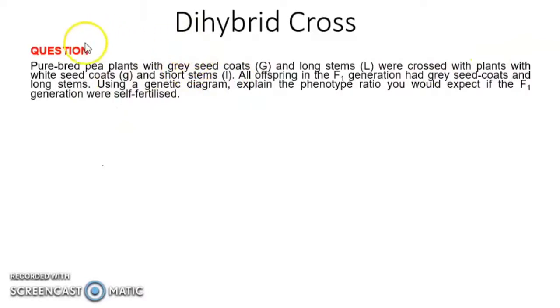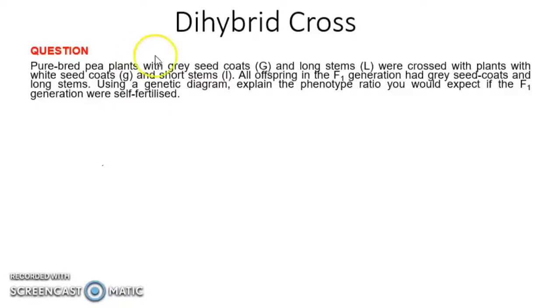If you look at the first sentence, the term pure breed here is the same as true breeding. So it means that you have to cross, and the crossing will involve the homozygous dominant and also the homozygous recessive.